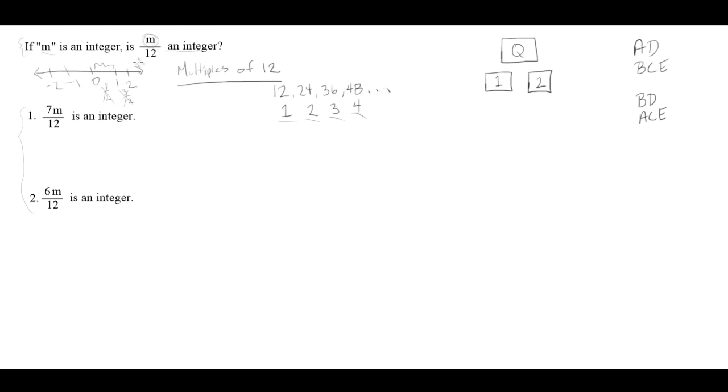Well, let's take a closer look at this 12. And let's take a closer look at something called prime versus composite. Now, what is a prime number? A prime number is a number that can be divided only by itself or 1.